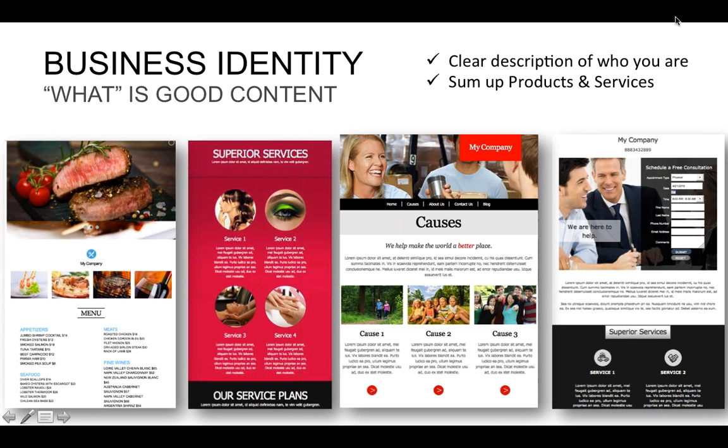So the next thing you want to think about is your business identity, right? And so again, these examples are showing a traditional business owner's business identity and how that creates good content. And then after this, I'm going to show you what that means on our website, right? So good business identity has a clear description of who you are and what you do, right? Who are you? What makes you unique?